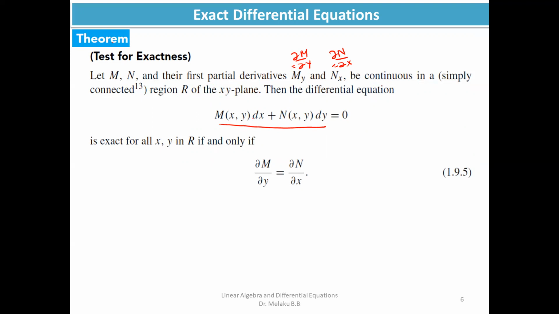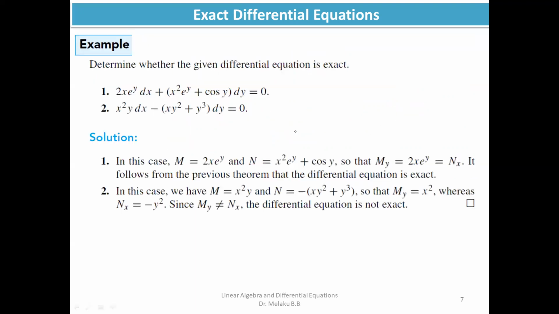the differential equation M dx plus N dy equal to 0 is exact for all x, y in a certain region if this condition is fulfilled. That is, if partial of M with respect to y, mind you, not with respect to x, this is with respect to y, and partial of N with respect to x are equal, we say that this M dx plus N dy is exact. So it is easy to check whether a certain differential equation is exact or not.